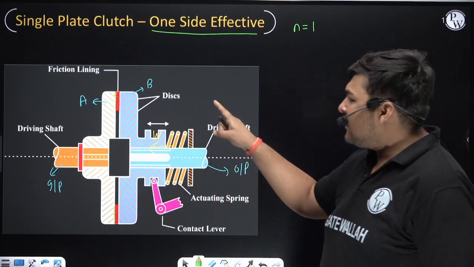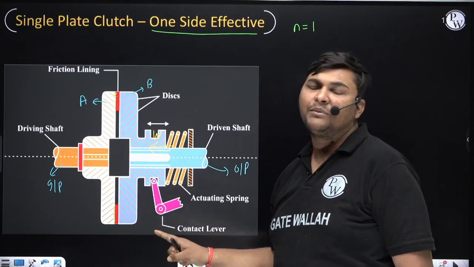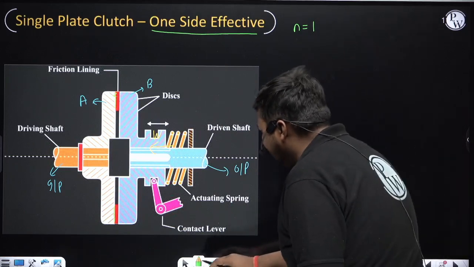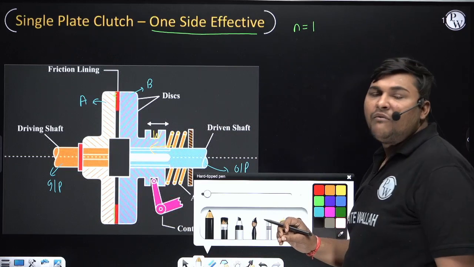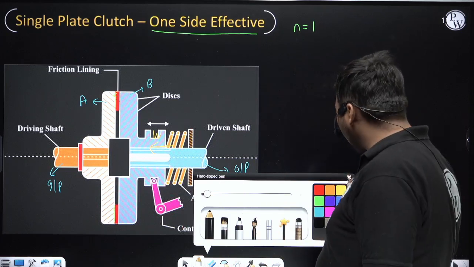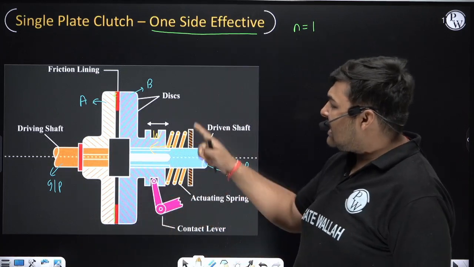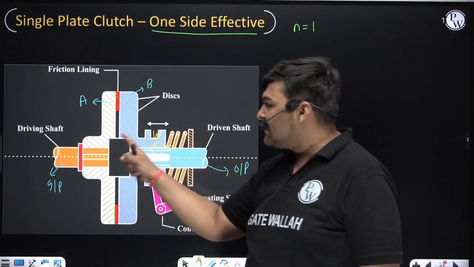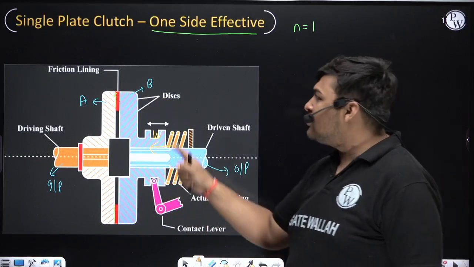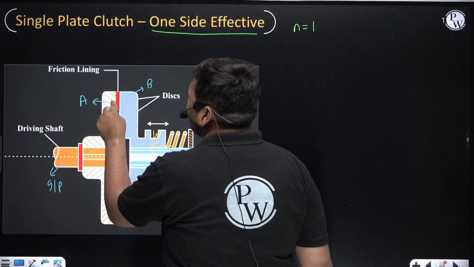Since here one plate is mounted on the driving shaft, this is a single plate clutch, and in this single plate clutch one pair of contacting surface is coming, so it will be known as one side effective. Now, one purpose of the clutch is that whenever we want, we should be able to disengage the clutch. So how will disengagement occur? Under normal operating condition, when you have not pressed the clutch pedal, plate A and plate B, the driving and driven shafts, will be engaged with each other with spring force W. But when you want to disengage, disengage means there should be no contact between A and B.